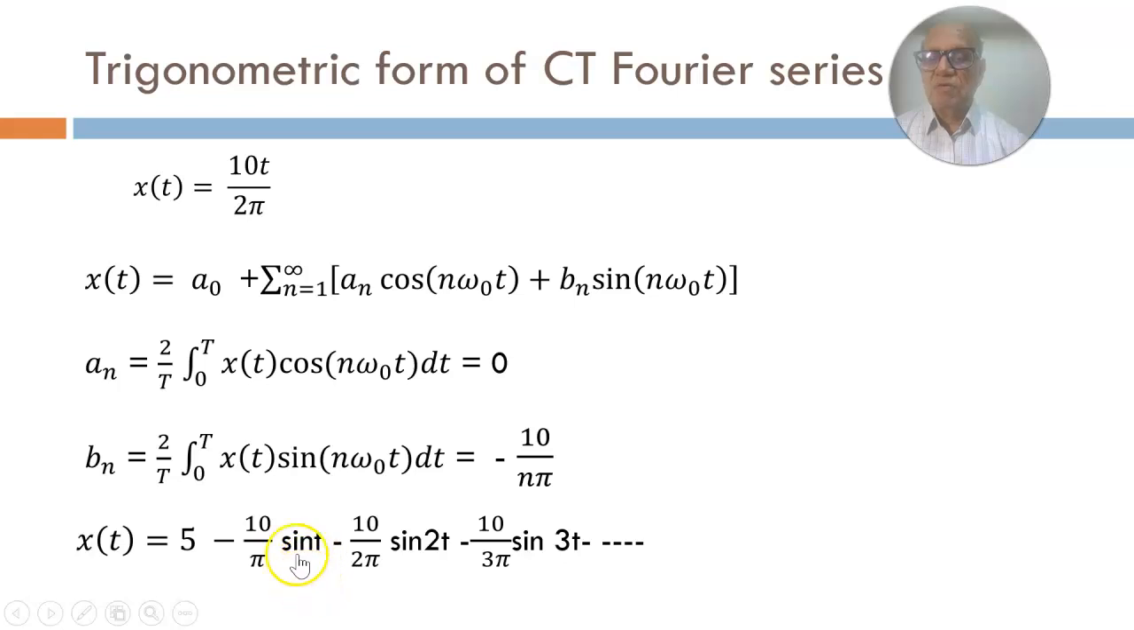Sine of t, because omega naught is 1 and n is 1. So that is sine of t. Then minus 10 upon 2 pi. Note that n equal to 2, so this is sine 2t. Then minus 10 upon 3 pi sine 3t, etc. So this is your x(t).